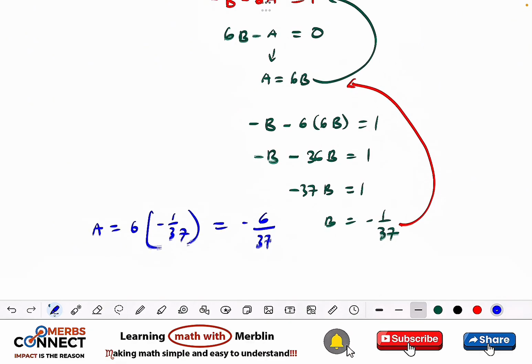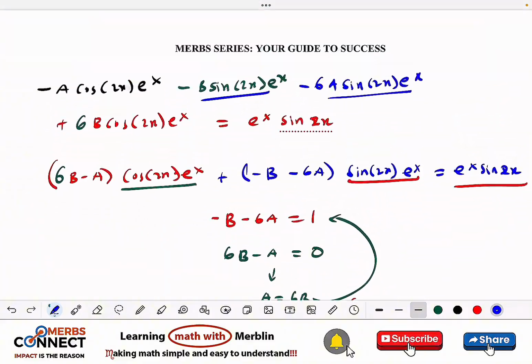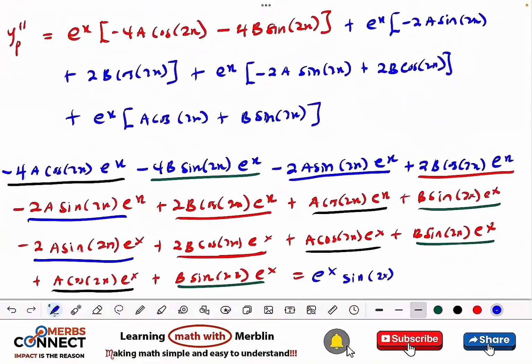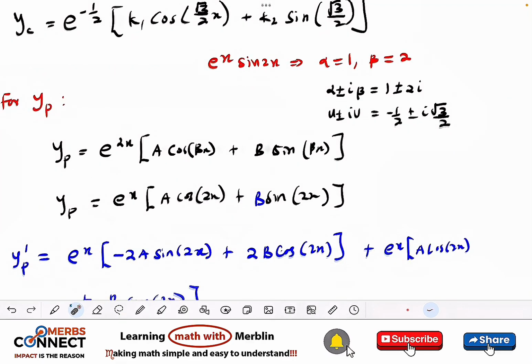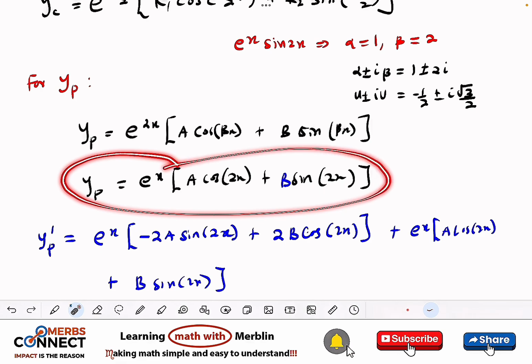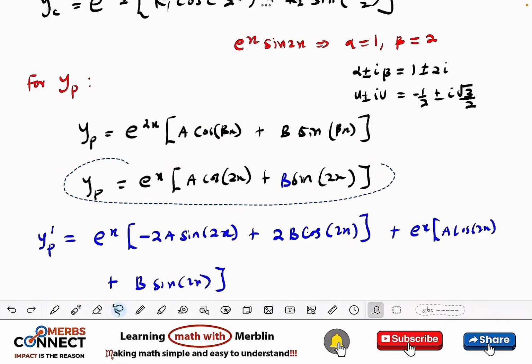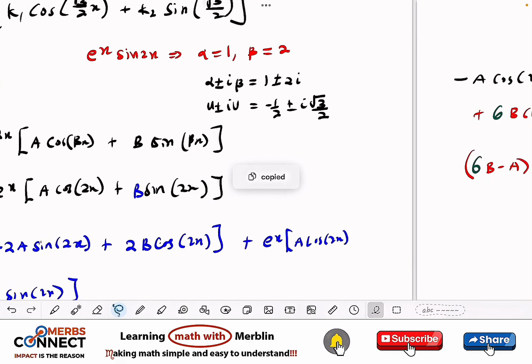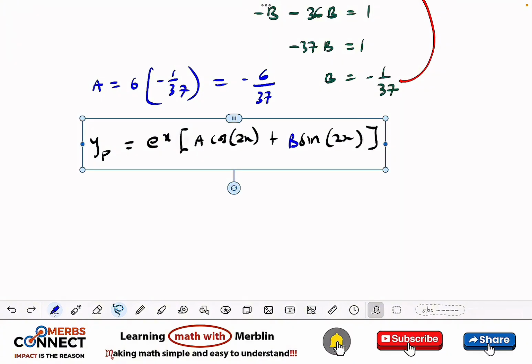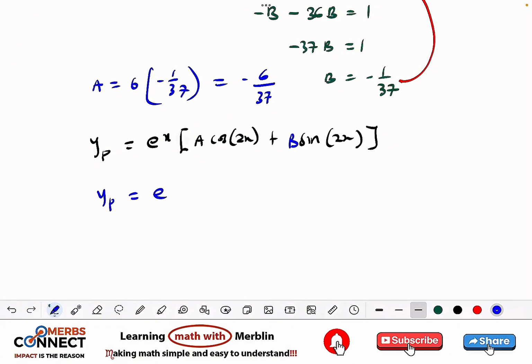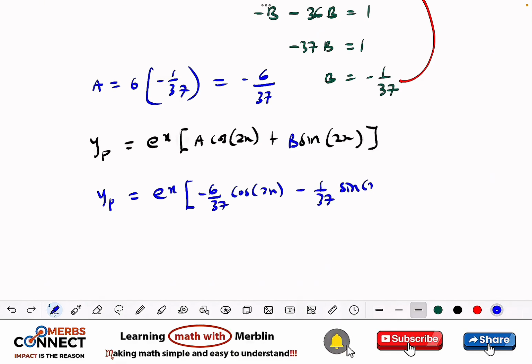So let me substitute this inside my solution and see what we are going to get. This was the solution that we guessed. That's a particular solution. So we need to put in our a and b. So when I paste this one here, which is a particular solution, yp will be equal to e to the power x, a is minus 6 over 37 cos 2x, and then b is minus 1 over 37 sine 2x.